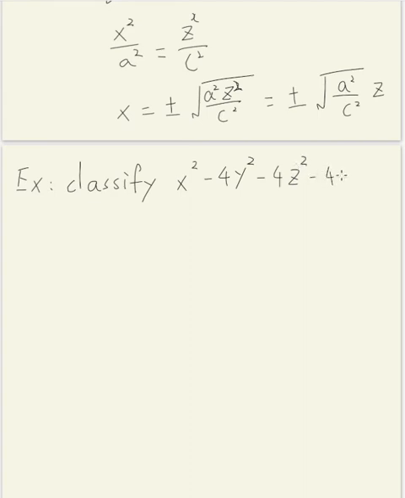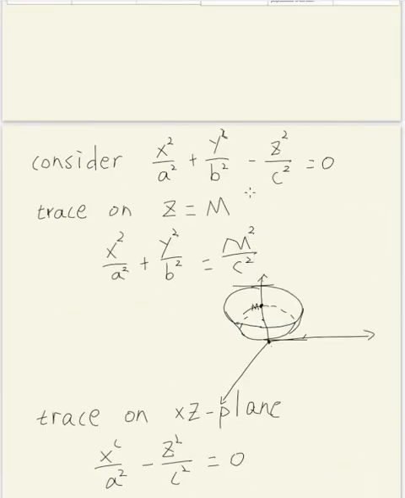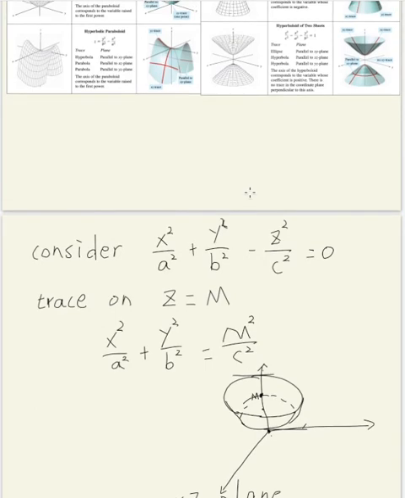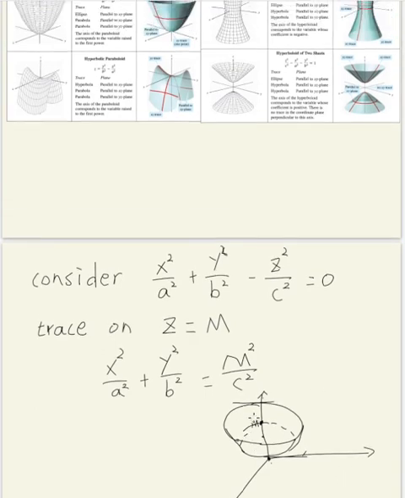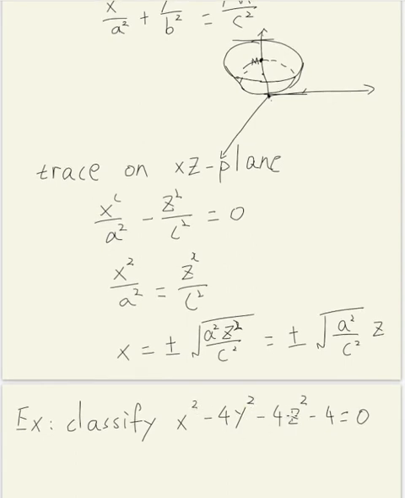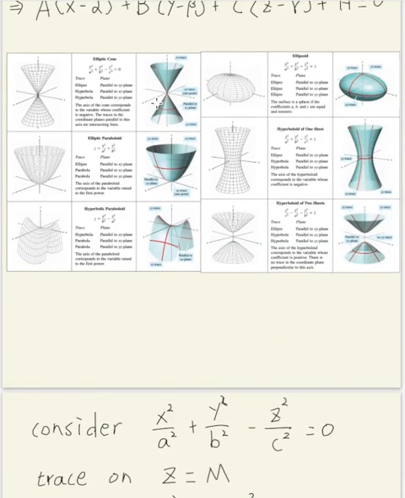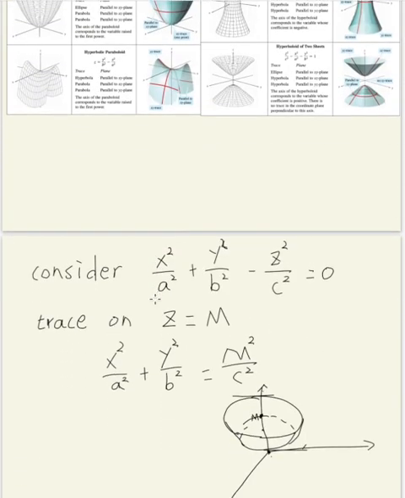minus 4 equals 0. Now, in general, classifying quadratic surfaces is a lot easier than drawing them. It takes quite a while to draw these shapes out on a piece of paper. As you can see, I didn't do a very good job. But classifying them is much easier, because all you do is look at how you can manipulate this equation into one of the six forms given here.